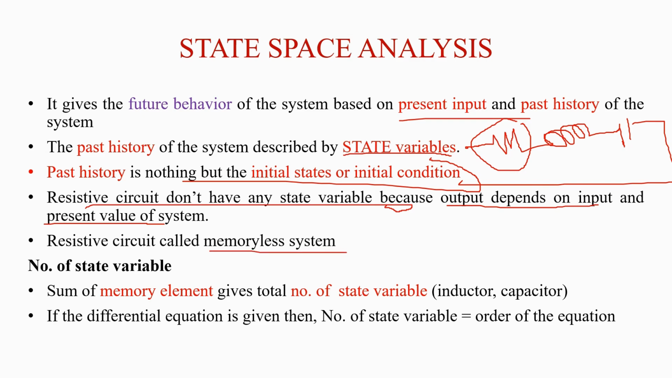Now, the number of state variables depends on the number of memory elements. We know that inductors and capacitors are memory elements. So the number of state variables depends on the number of capacitors and inductors present in the circuit. That is, the number of state variables in the circuit depends on the number of energy storage elements.